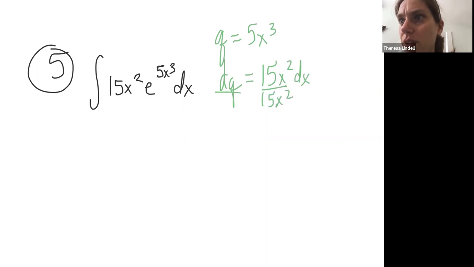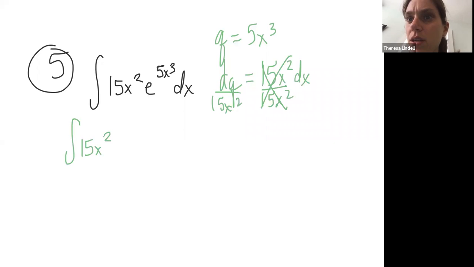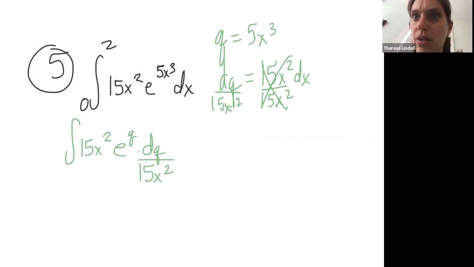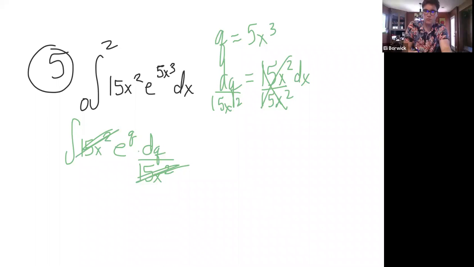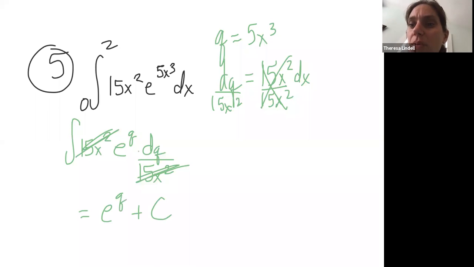So move this guy over here. And then set up your integral. It's 15x squared e to the u, and then you substitute du over 15x squared. Oh yeah, but this is the one with the bounds. Sorry, everybody, I miscopied it. It's supposed to be from 0 to 2. So we'll just do the integral first, though. So here we go, and backwards from e to the u is e to the u. Plus c, but here's where we actually don't need the plus c, right?